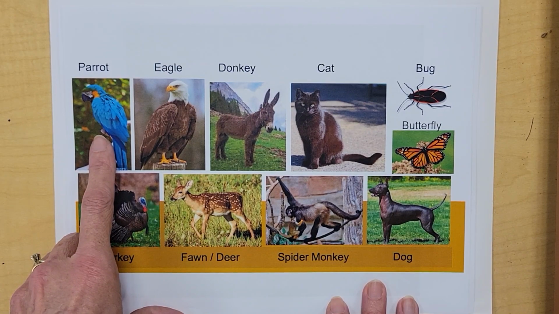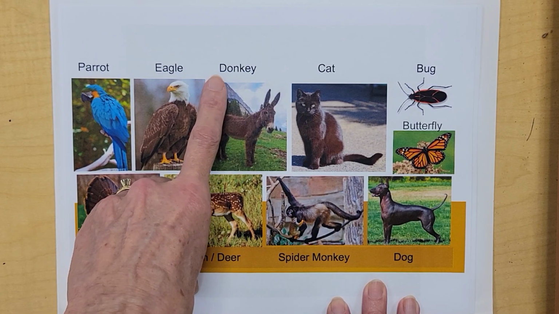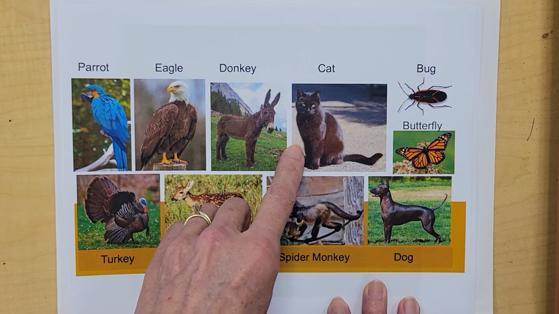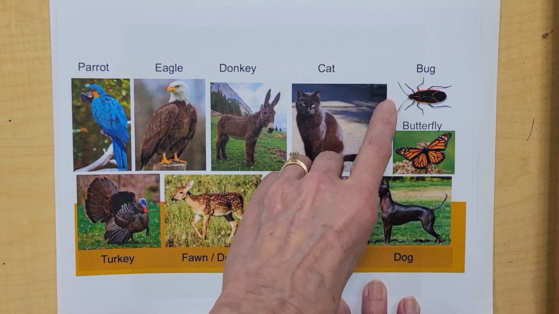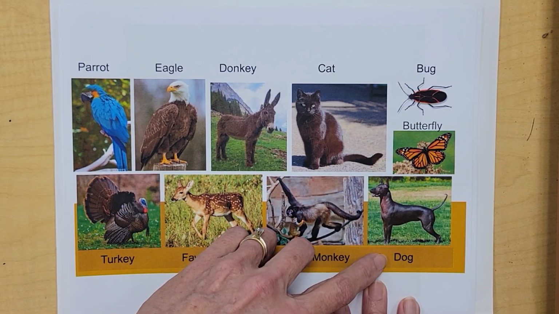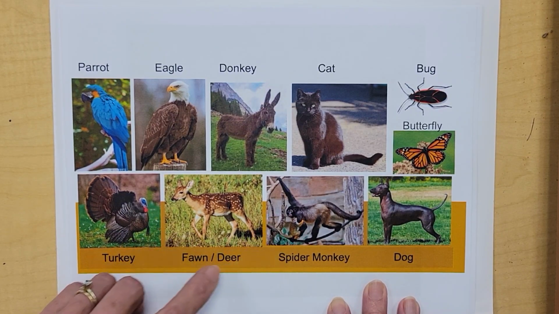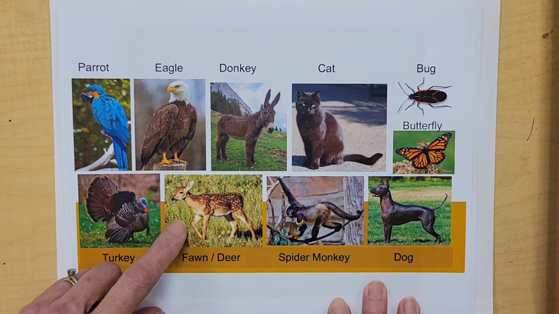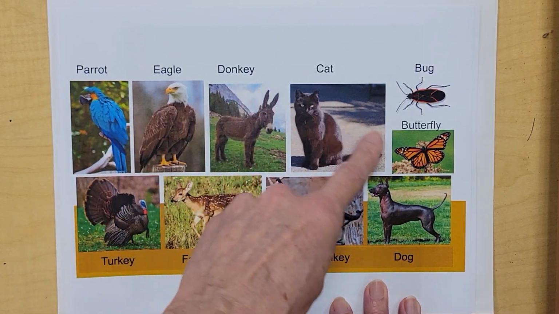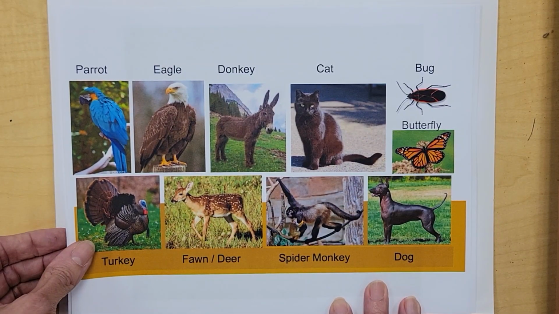Some of her animalitos were a parrot, an eagle, a donkey, a cat, bugs or insects, butterflies, dogs, spider monkeys, a fawn or a baby deer, and a turkey. All of these animals were some of Frida Kahlo's unique pets.